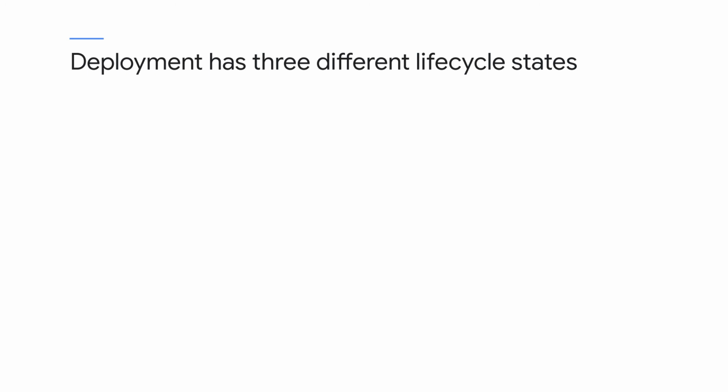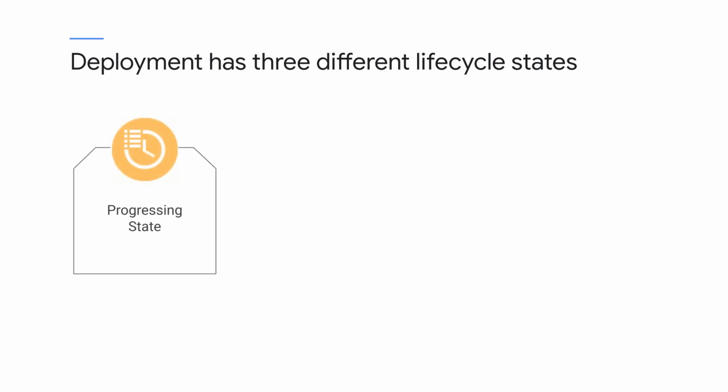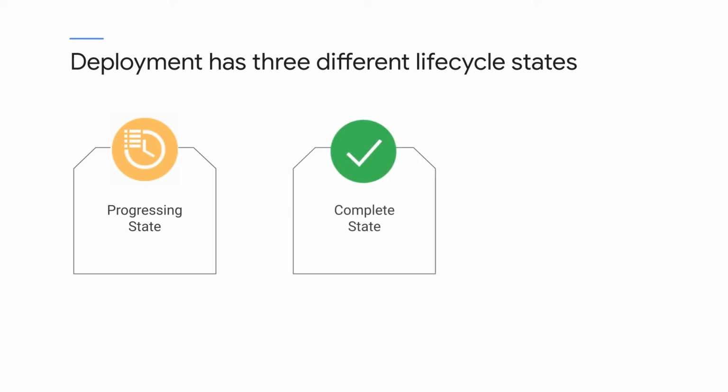Any deployment has 3 different lifecycle states. The deployment's progressing state indicates that a task has been performed. What tasks? Creating a new replica set, or scaling up, or scaling down a replica set. The deployment's complete state indicates that all new replicas have been updated to the latest version and are available, and no old replicas are running.